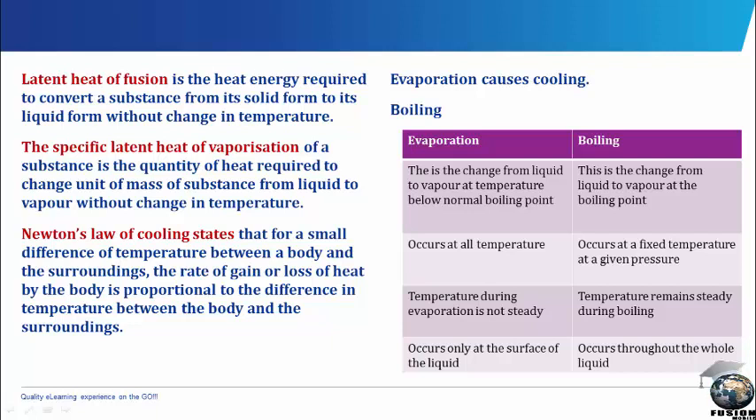The specific latent heat of vaporization, as the name implies, is still specific latent heat, but this time around, at boiling point, liquid is converted to gas. So we'll say that the specific latent heat of vaporization of a substance is the quantity of heat required to change unit mass of a substance from liquid to vapor without change in temperature. You can relate the same to fusion.